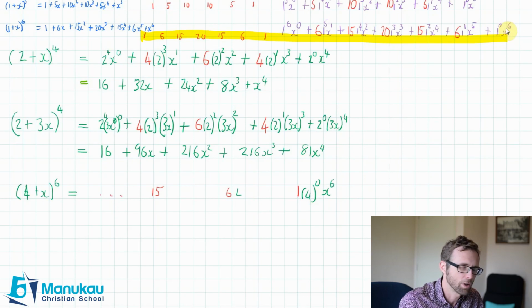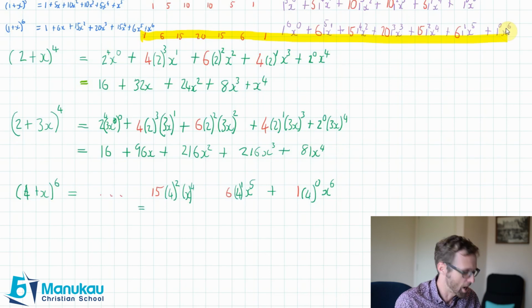Now our 4 is now to the power of 1, and our x will be to the power of 5. And then the term before that, we're going to have 4, it'll be to the power of 2, and our x will be to the power of 4. Alright, and then, what are those terms? 15 times 16 is 240, so that will be 240x to the 4.